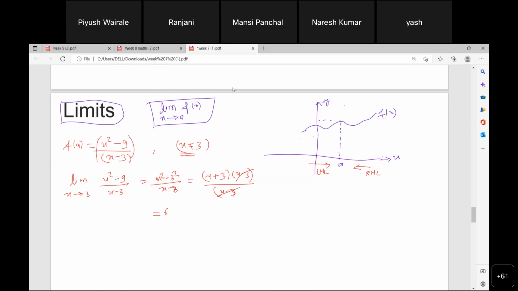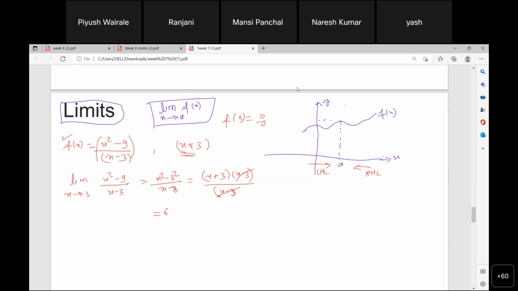Are you getting what I'm saying? Even if my function f of x is not defined at x equals 3, we are not calculating the value of f of 3 here, right? f of 3 will be 0 by 0 here. It's not equal to this. I'm just finding out the value when my x approaches 3. What will be the value of this particular function? It is basically 6.